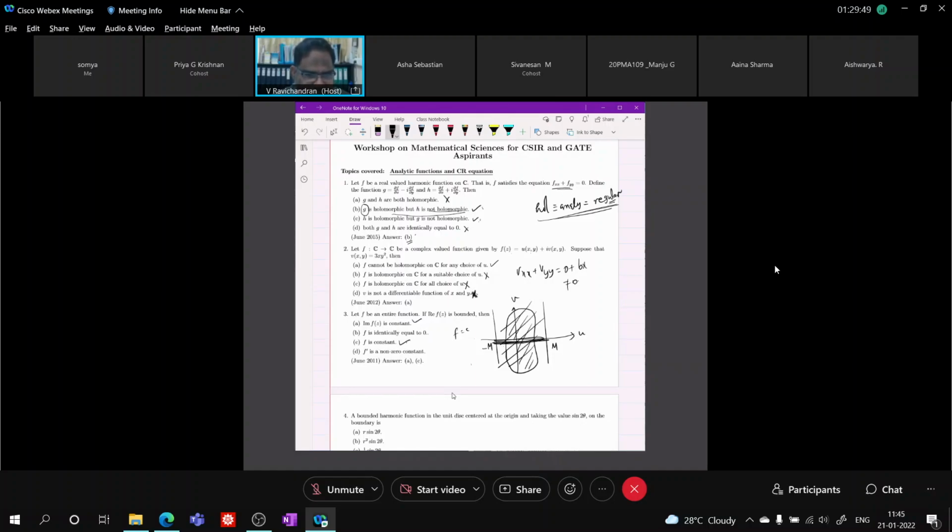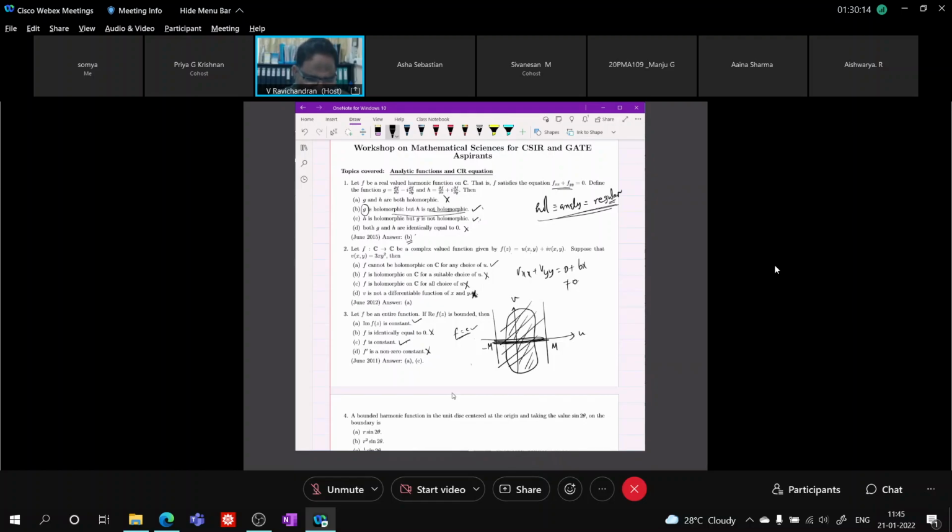So f dash is also a non-zero constant? So this f dash will be 0. Therefore, this cannot happen either. So identically 0 is not a possibility, because it can be any other constant. But since f is constant, by the Picard theorem, naturally f dash should be 0. Therefore, it cannot be a non-zero constant. So these two are going to be out, and therefore A and C are possible.